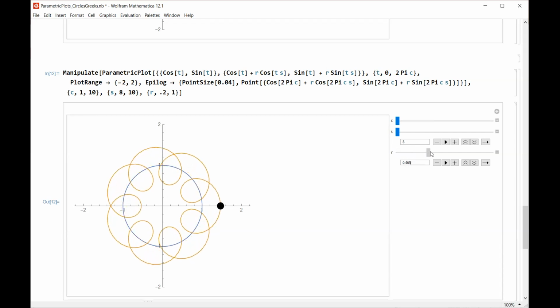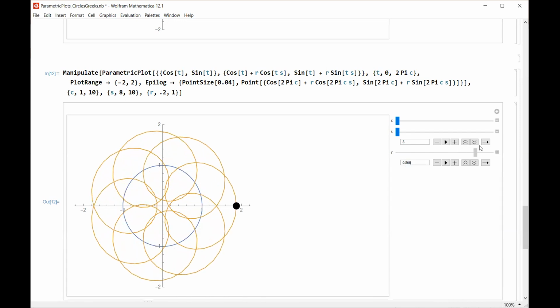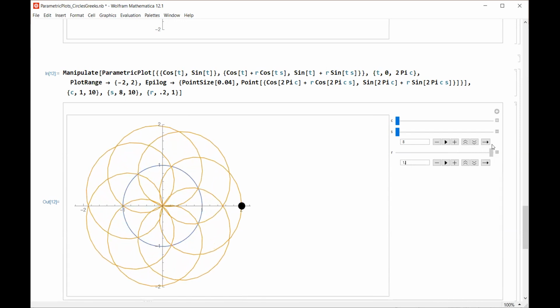And now, eventually it gets to the point where R becomes so large, it's actually going to be hitting the center. This would be very strange orbital dynamics. But this behavior, which I think is much prettier than a lot of things I've seen in museums, is just from circles on circles on circles.